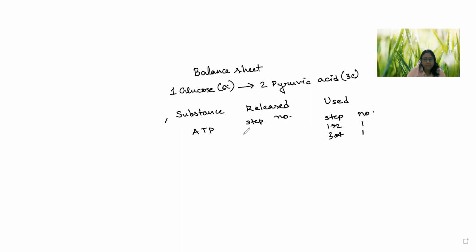Now tell me where ATP is released. Ma'am, in step number 6 to 7 and 8 to 9. So it will be 6 to 7 and 8 to 9. So in 6 to 7, 2, and in 8 to 9, also 2. So finally, how many? The final outcome is 2, because 4 minus 2 will be equal to 2. Understood this part?